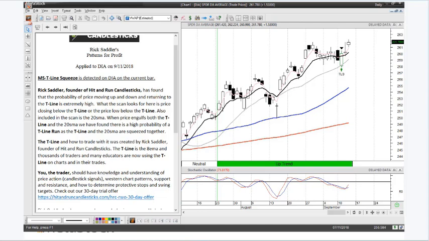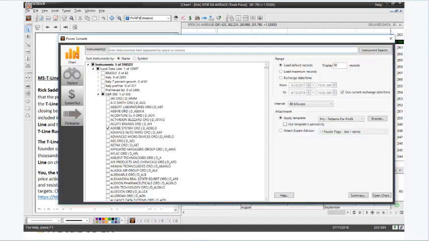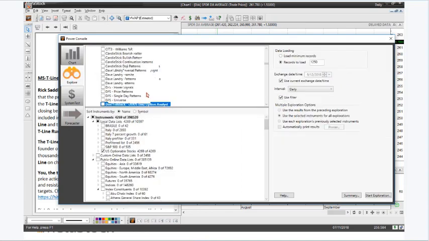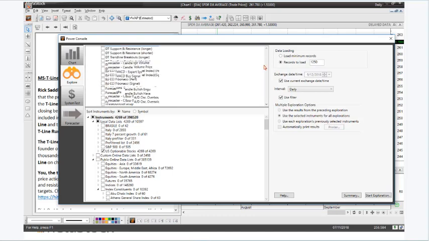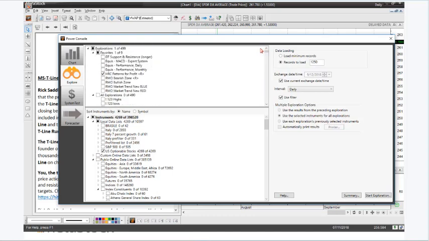So I'm going to go ahead and open up what we call our Power Console right here, and click on the Explorer. It's just this binocular right here. And you'll notice when we look at this list, there are a lot of different scans that you can run. You can run just about anything that you want. Rick had mentioned that he likes to look at stocks with a certain price or a certain amount of volume. You could easily create that in MetaStock.